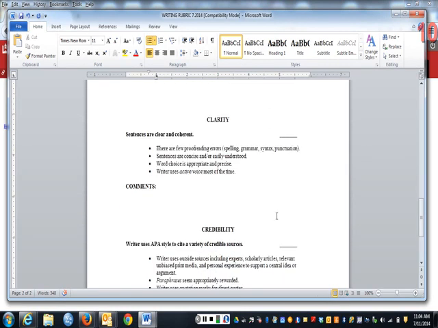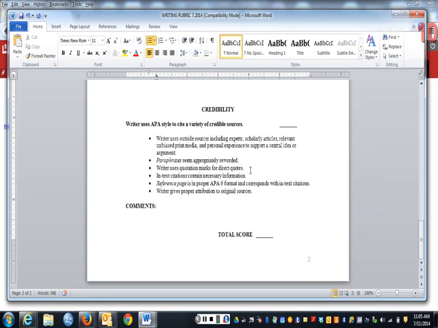Clarity is the fourth area, that sentences are clear and coherent. There are a few proofreading errors. The sentences are concise. They're not too wordy, and I can understand them. They don't confuse me in the middle. Word choices are appropriate and precise. That is a problem sometimes. The students try to pull out the thesaurus and use words that don't exactly fit. The writer uses active voice most of the time. So these have to do with clarity. It's very important when you write that you have clarity.